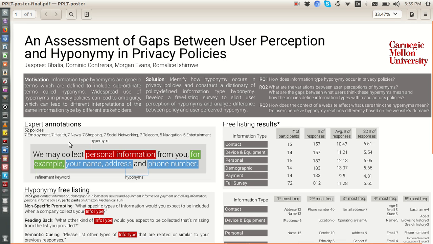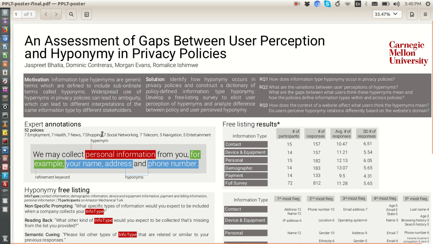I'm going to talk about an assessment of gaps between user perception and hyponymy in privacy policies. This is a project that myself, Jaspreet Bhatia, Dominique Contreras, and Morgan Evans have worked on as a requirement for the class of privacy, policy, law, and technology.